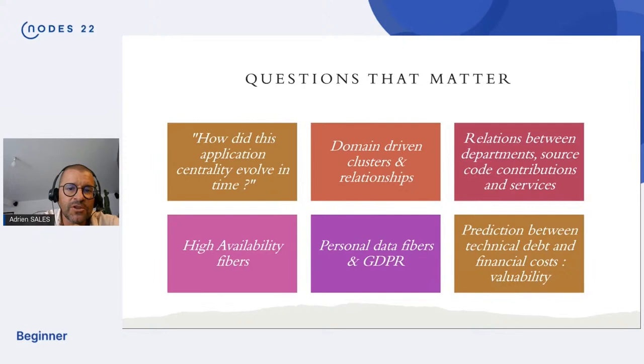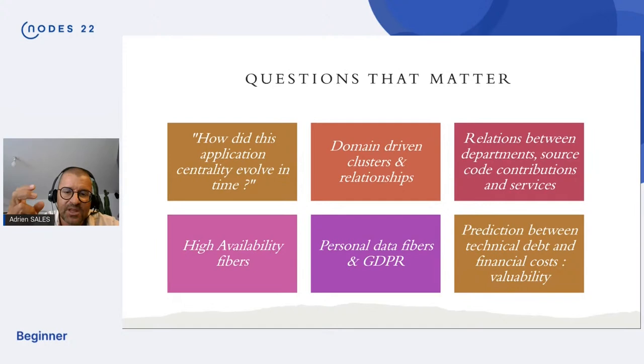Then domain-driven clusters. I mean, are postal activities linked to telecom activities, for example? Let's find out. Also, relation between departments. Are people really collaborating on code or not, or between applications? Is contribution between source codes linked to relation between applications? If not, maybe it is a risk? Maybe it is an anti-pattern? You have the data, you can make the choice, you can make the reporting.